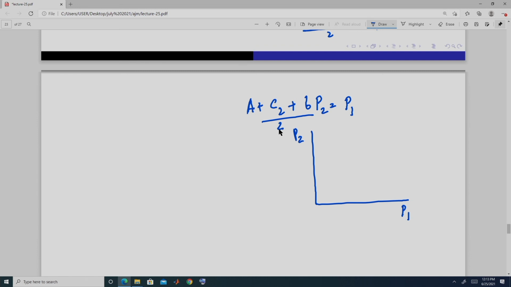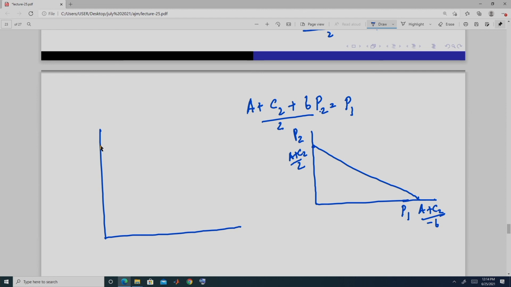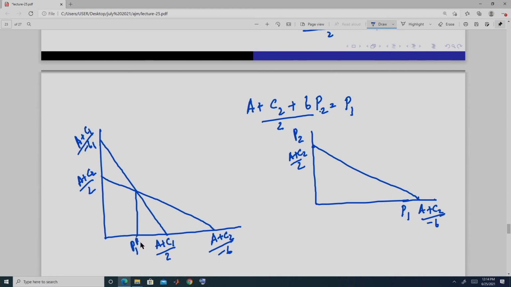Sorry, this, and since this is going to be negative, when this is going to be like this, and this is positive like this. So, it is going to be like this. This is going to be the price when they are choosing the price simultaneously. So, this is Bertrand.